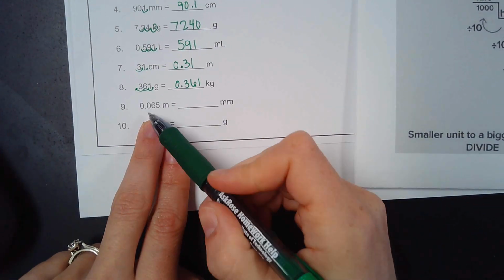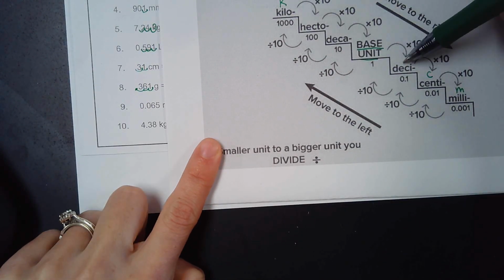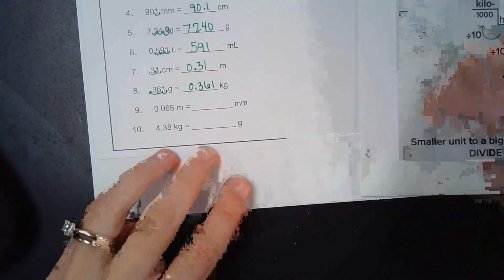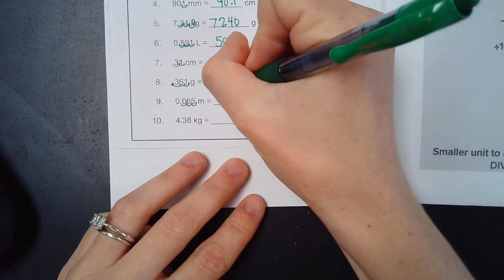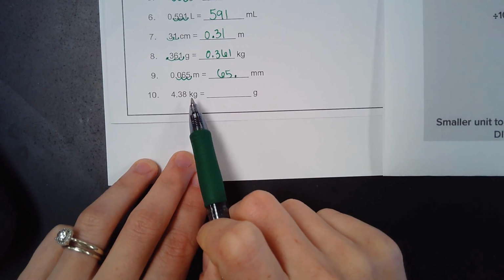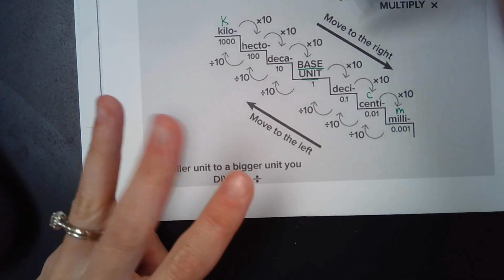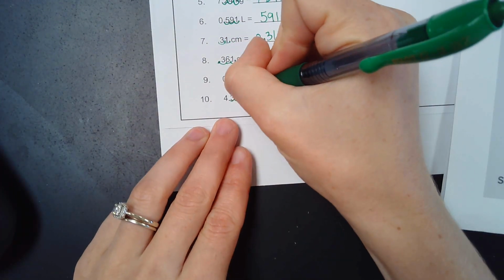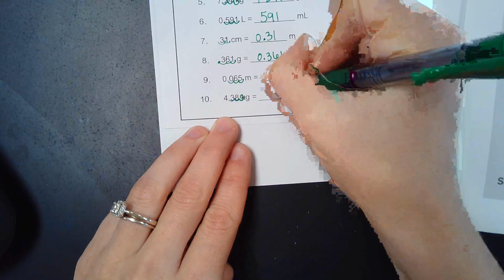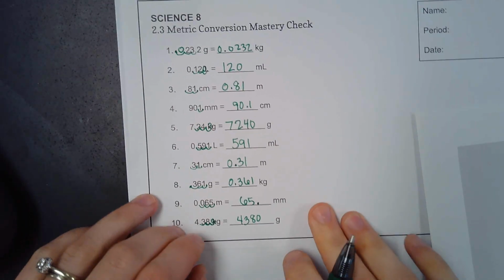The number 9 is meters to millimeters, so meters is a base unit to millimeters, so we're going 1, 2, 3 to the right. So 1, 2, 3, which is 65. And then the decimal would be at the end if you wanted to put it, but you don't need it. And then number 10, we're going from kilograms to grams. Kilograms is here to grams, which is a base unit, so 1, 2, 3 to the right. So 1, 2, 3, there's an invisible 0 there, so it's 4,380 grams. And that is how you do metric conversion.